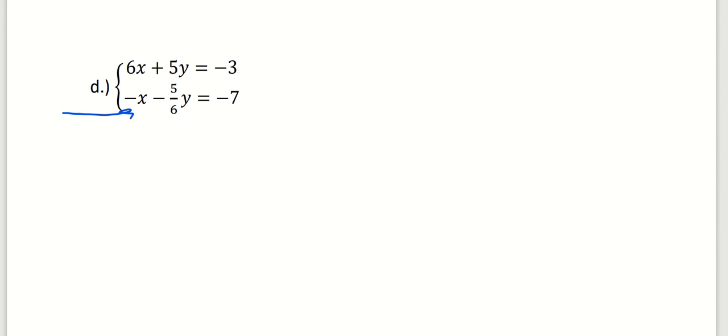And then for the y in the second equation, it already has a fraction of 5/6. In order to get rid of that, you have to, at some point, either divide by 5/6 or equivalently multiply both sides by 6/5. However, because the x just has a coefficient of 1 or negative 1, that should be our best bet.